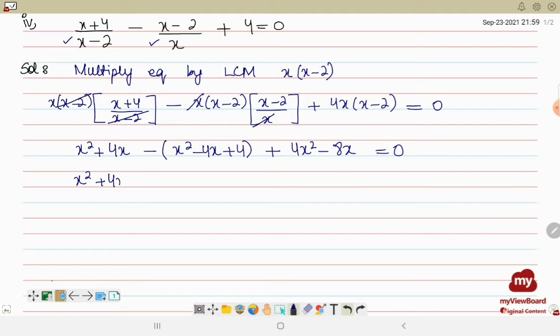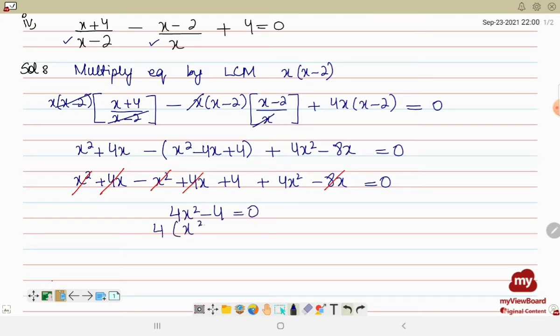X square plus 4x minus x square plus 4x plus 4 plus 4x square minus 8x equals 0. Let's see which terms need to be cancelled out. X square will get cancelled out by x square, plus 4x becomes plus 8x. It will be cancelled with minus 8x. And we are left with 4x square minus 4 equals 0. When you take 4 common, you will get x square minus 1 equals 0. When 4 goes to the other side, it will be 0 divided by 4. It will become 0 and x square minus 1 equals 0.